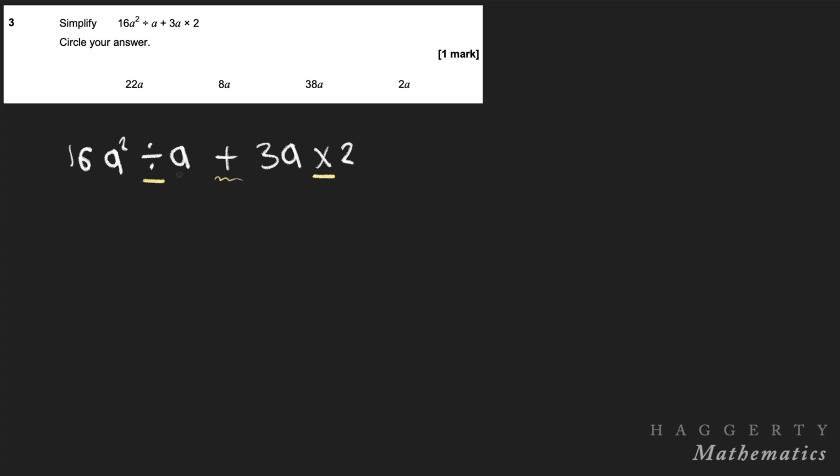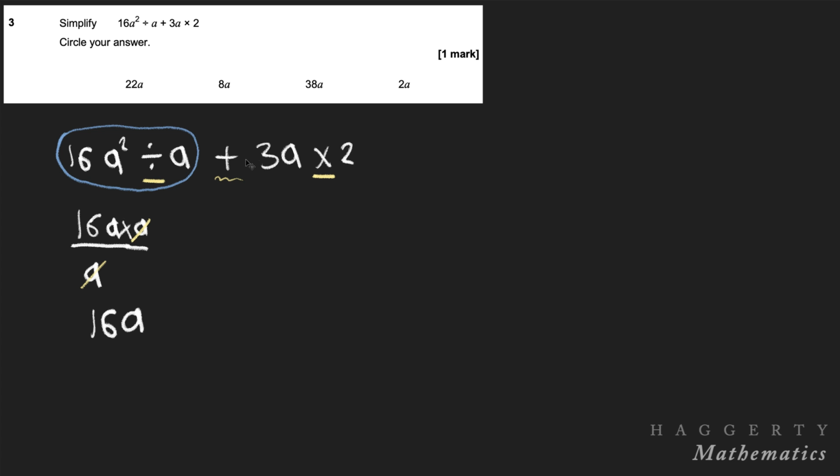That means we want to do the 16a squared divided by a first, and that essentially constitutes this first term on the whole. Another way of writing that would be 16a squared all over a. One of the a's here is going to cancel with one of the a's in a squared, right? Because a squared is just a times a. Now we have a factor of a in the top and the bottom, so one of these a's is going to cancel, and you're just going to be left with 16a. And that's what the first term simplifies to.